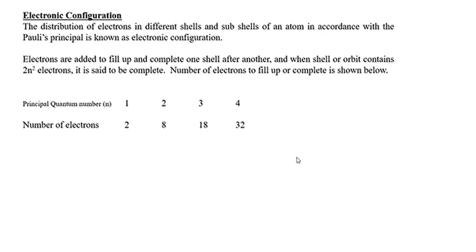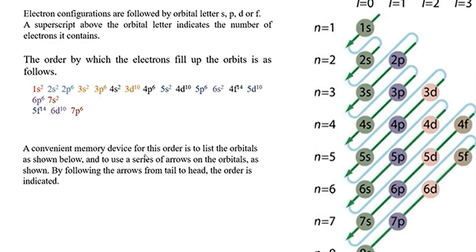Then for n is 3, you have 3s, 3p and 3d. s has 2, p has 6, then d has 5 orbitals, that means 10, so the total is 18. Likewise, you can find the maximum number of electrons for each principal quantum number. This is how we identify the maximum amount of electrons using the principal quantum numbers.